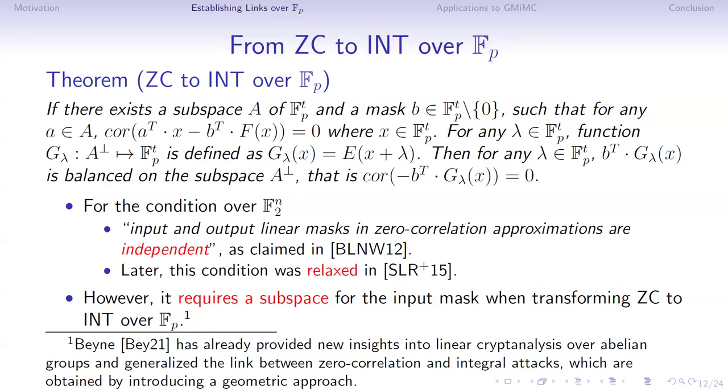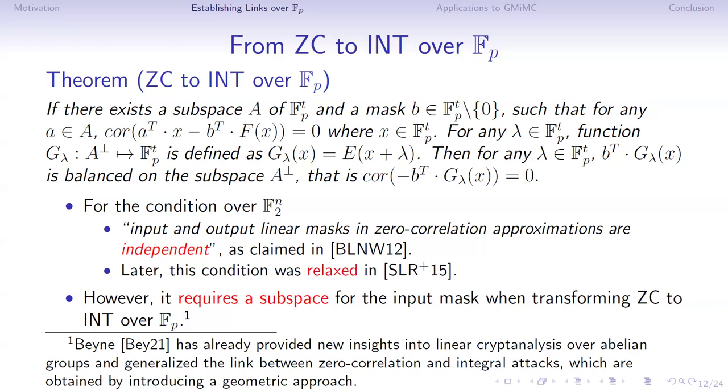we prove the theorem. For example, we first have a zero correlation linear hull here, and with the help of a helper function, we can prove that for any proper phi lambda belonging to this, we can have this balanced property.